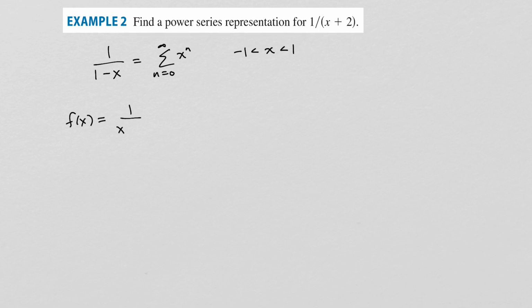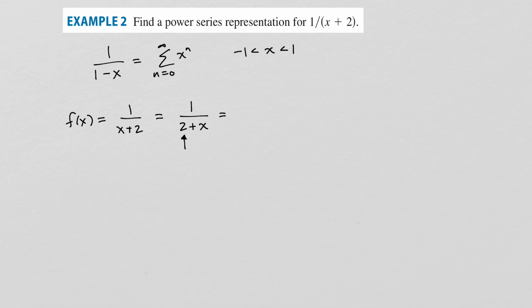In the second example, it's essentially the same thing. We just have a different function. So let's remind ourselves of the geometric series. And then now we're going to take our function, which I'm going to call f of x, is 1 over x plus 2. And we need to try to make this look like this. So first thing I'm going to do here is just switch it around to say 1 divided by 2 plus x.